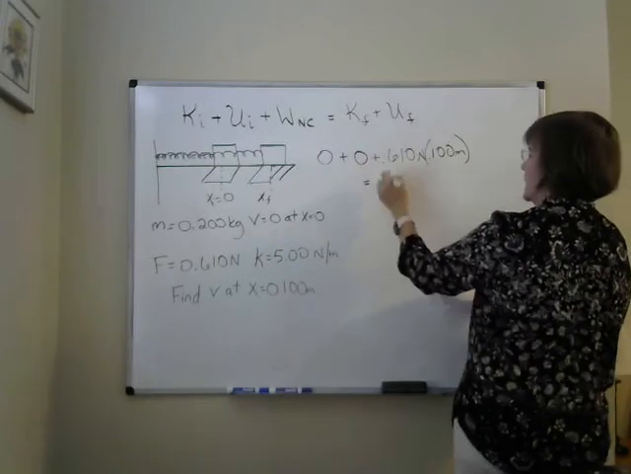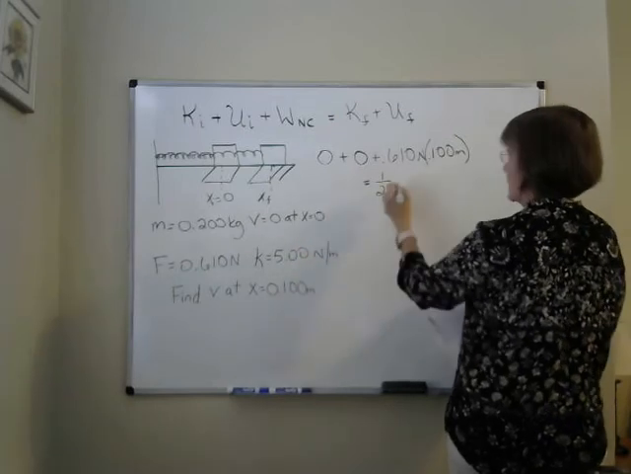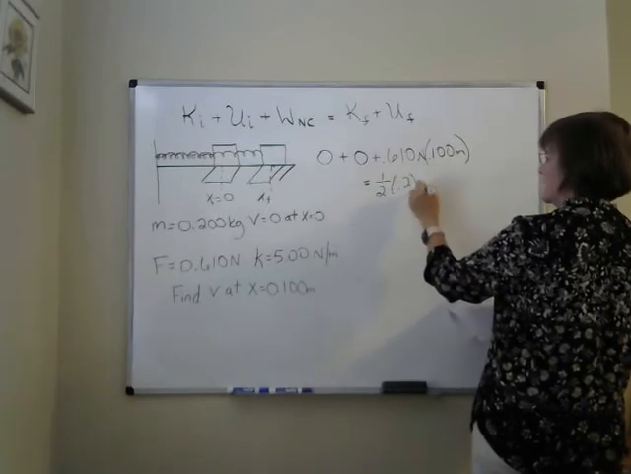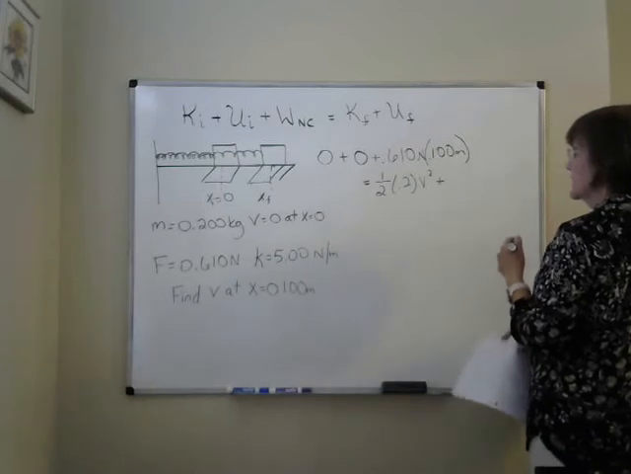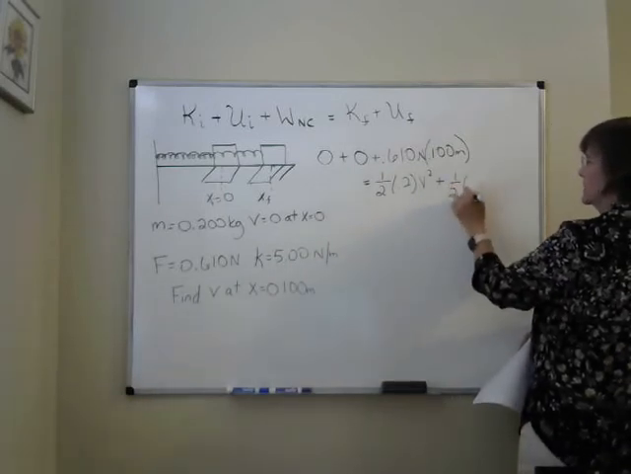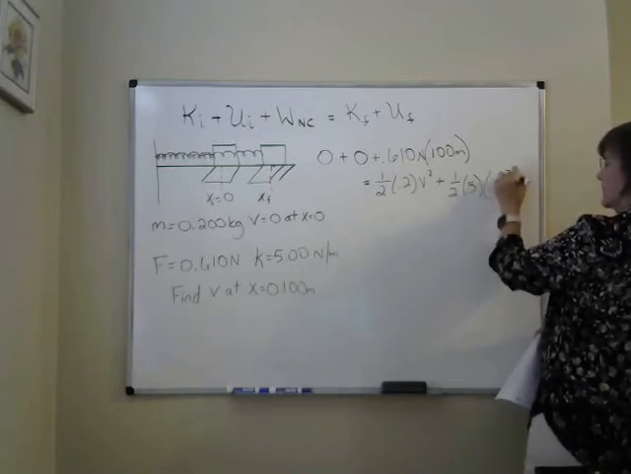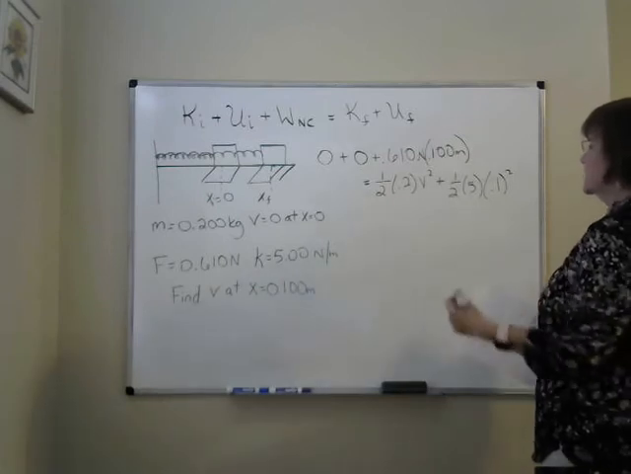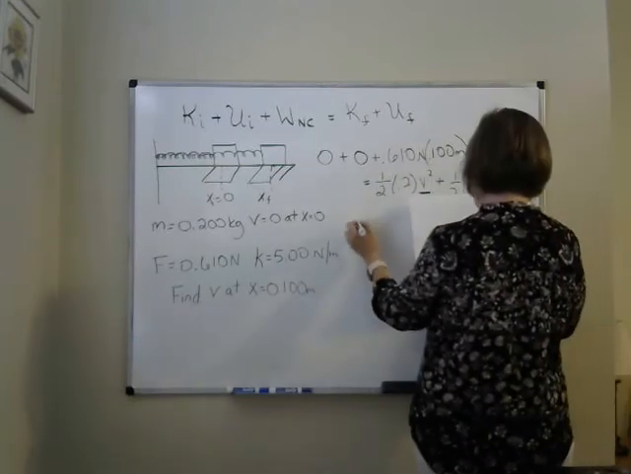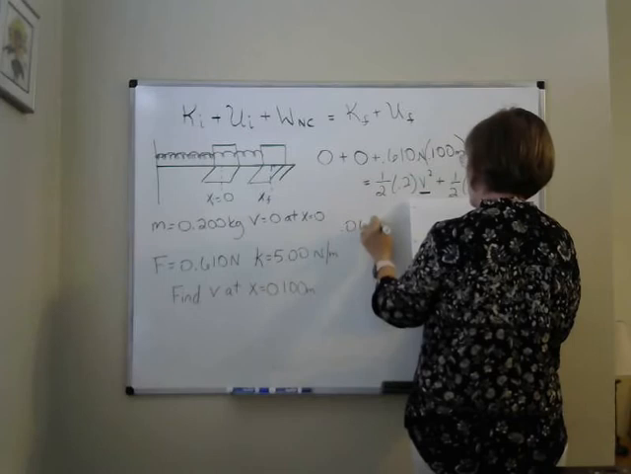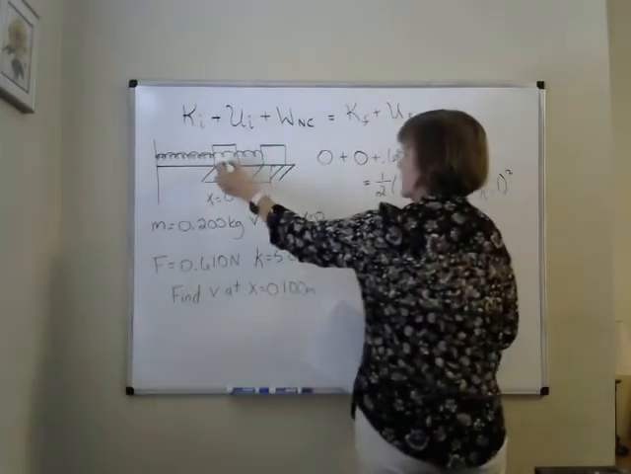And that has to equal the final kinetic, 1/2 mv squared. Mass is 0.2. We don't know v. The elastic force is 1/2 kx squared, and we do know x. All we have to do is solve that for this one unknown. 0.610 times 0.1 is 0.0610. That's how much work you did when you pulled it from here to here.